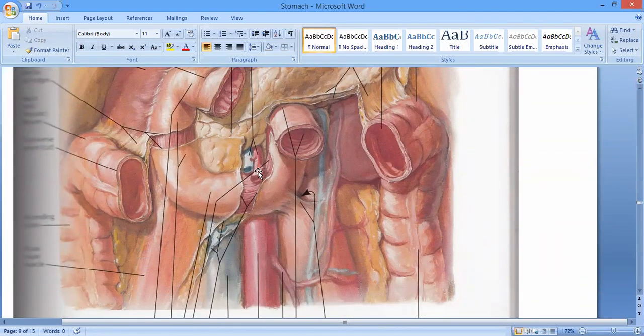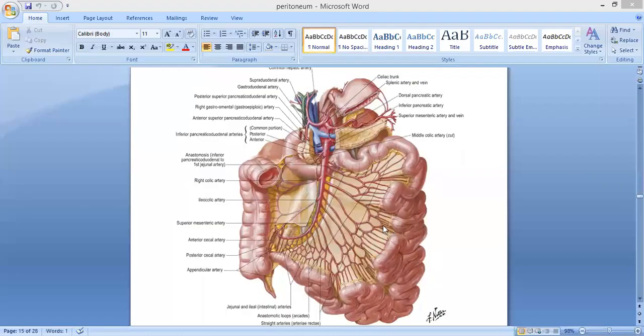Okay, here you can see the entire gut, right? Can you see this picture? Yes, sir. Okay, you can see this is the celiac trunk, right?